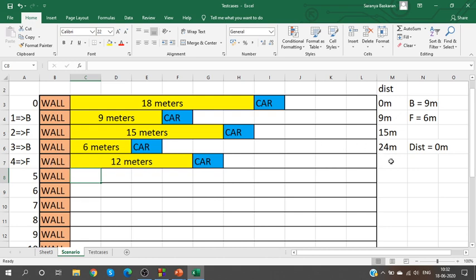Okay, so what is the total distance covered? Initially it was 24 meter. Now we have covered another 6 meter. We have moved forward by 6 meter. So the total distance covered is 30 meter.